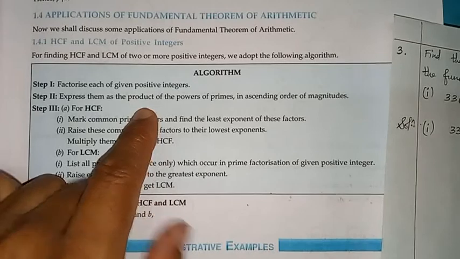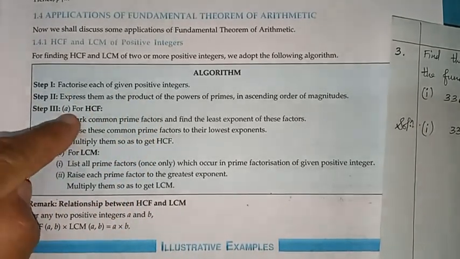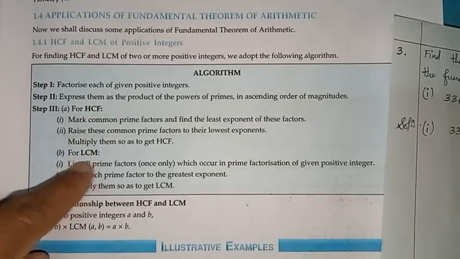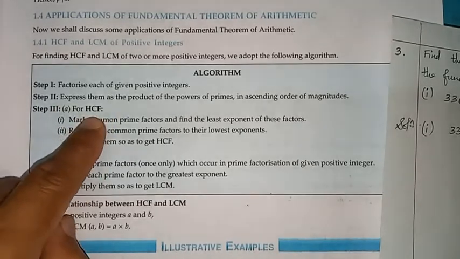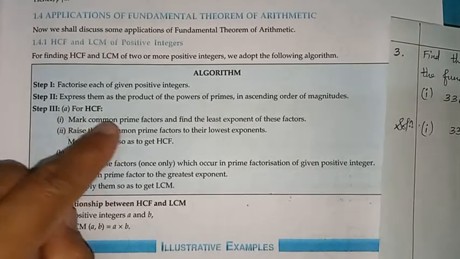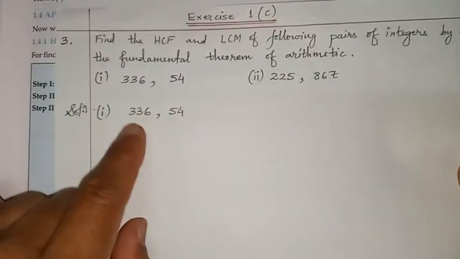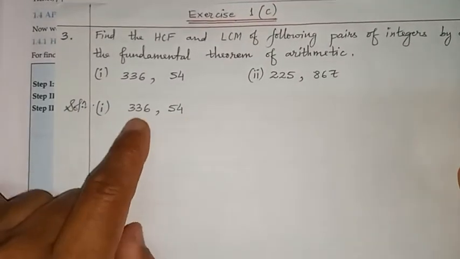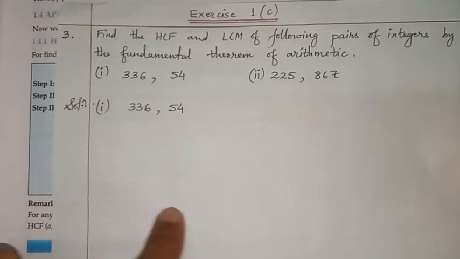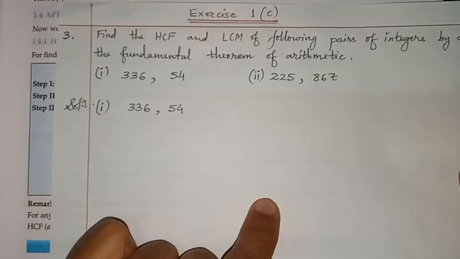Then see the third step. In the third step, you'll find A and B. A is for finding HCF and B is for finding LCM. Let's see how to find HCF. For finding HCF, number one, mark the common prime factors. After you do the prime factorization of, say, 336 and 54, you write the prime factors in ascending order of prime number with their powers.